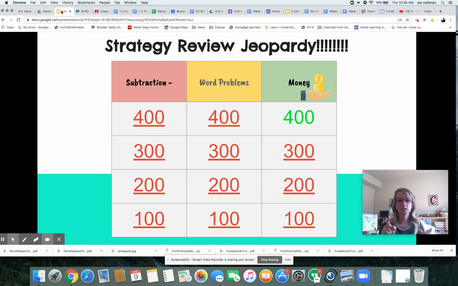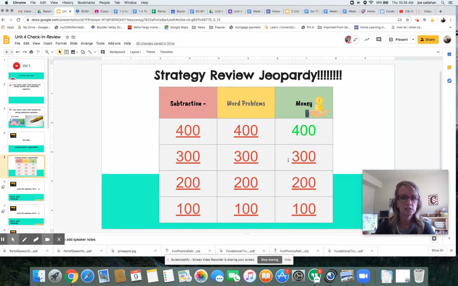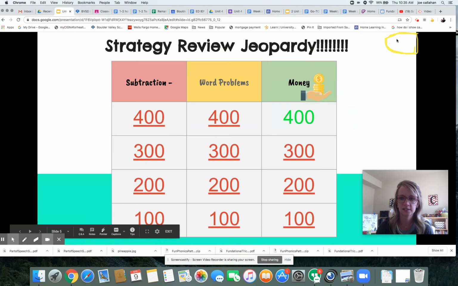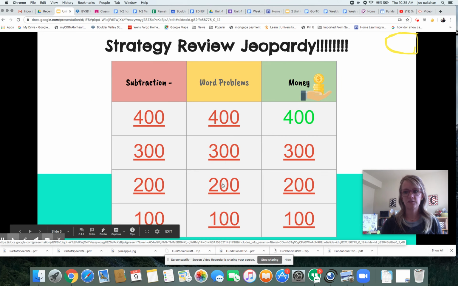I want you to get to this slide and you need to put it in present mode. So let me show you how to do that. When you get to this slide and you are on slide 5, you are going to come up here to the top right corner and you are going to click on present. Just like that. All right, now that you're in present mode, you can see the whole screen and it's an interactive game board for you.